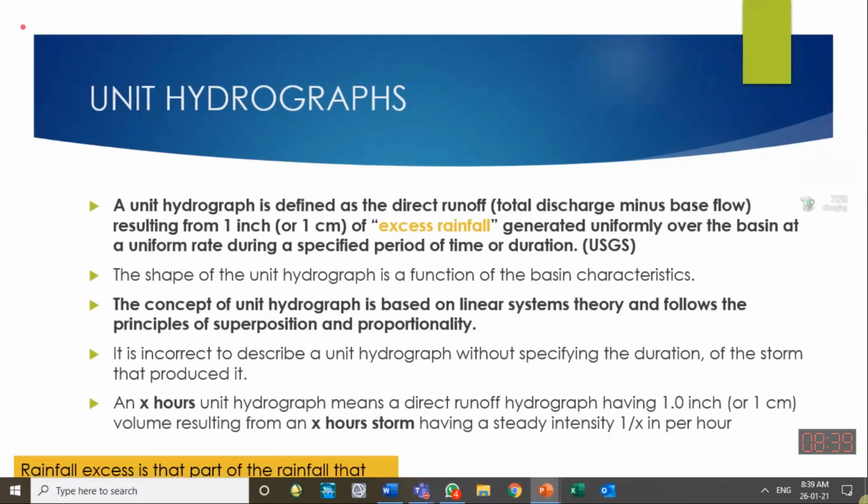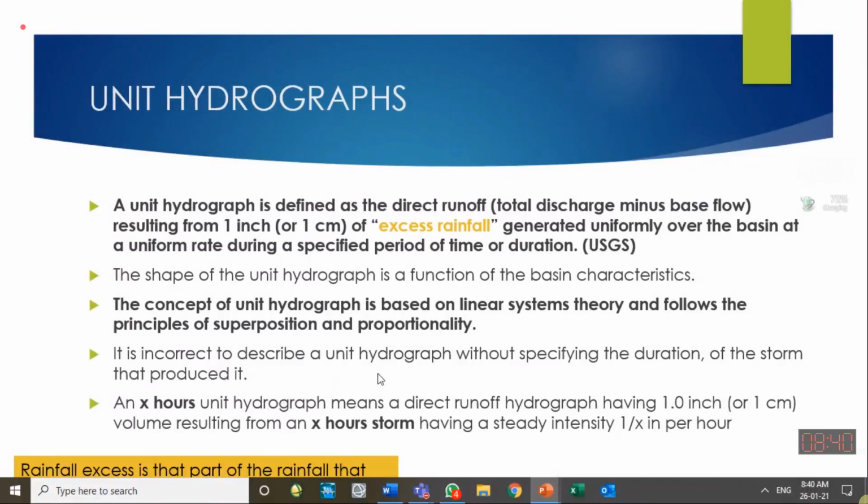The concept of hydrograph is based on a linear system. When we use a hydrograph to assess the direct runoff of a certain area, we assume that the behavior of the catchment is linear: whatever one hydrograph has generated, another storm of the same duration will generate similar behavior, and we can add them together to get the total output or total runoff of that watershed.